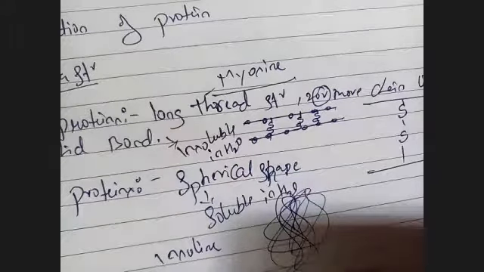Myosin is a muscle fiber, that is a fibrous protein, and insulin is a globular protein, that is in your blood, that is soluble in water. Fibrous is insoluble in water. This is spherical in shape. There is a long thread-like structure. You can have a question like this: write the differences between fibrous protein and globular protein.